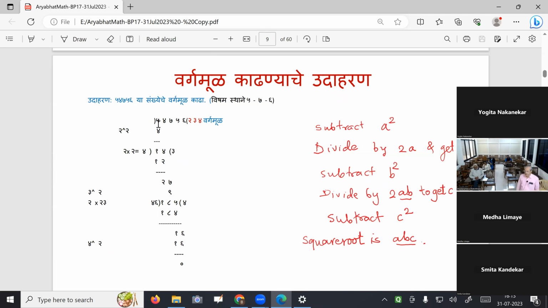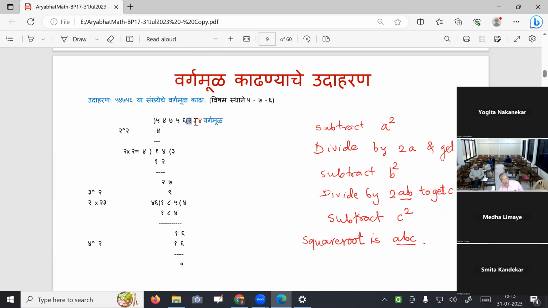So the procedure is the same. First of all you subtract a square, here it is 4, and its square root is 2, which is written here. So Aryabhata has written that you write this square root separately. Then 2 square is 4, subtract, you get remainder 1, take the next digit. Now you divide 14 by 2 into this 2. So 2A, you divide by that, and you get 3 as the quotient, 12, subtract.